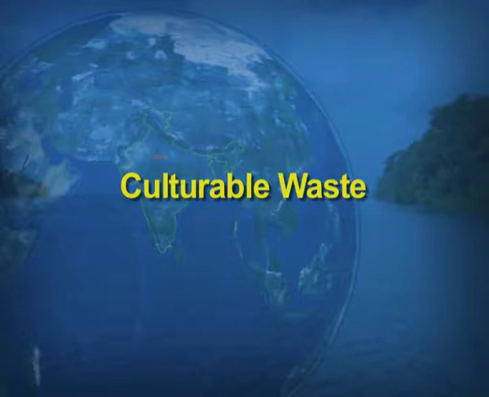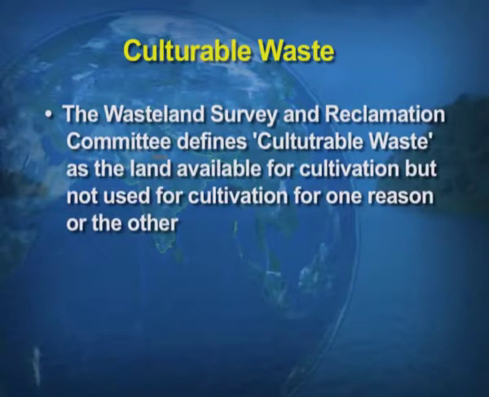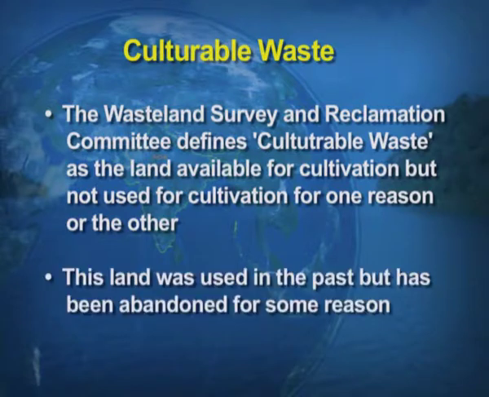The next category is the cultivable wasteland. Children, as the terminology says, cultivable waste. The Wasteland Survey and Reclamation Committee defines cultivable waste as land available for cultivation but not used for cultivation, maybe for one reason or the other. This land was used in the past but has been abandoned for some time, and such land is known as cultivable wasteland.